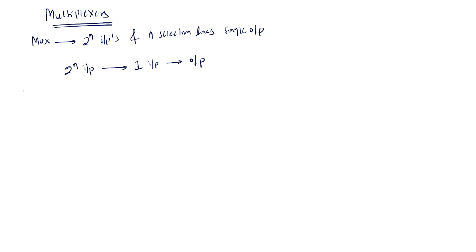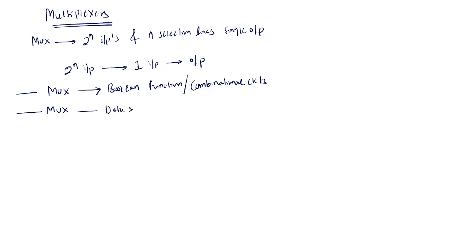We can implement the Boolean functions by using this MUX. And we can implement the combinational circuits also. The other name for MUX is data selector, or we can call it a universal circuit.